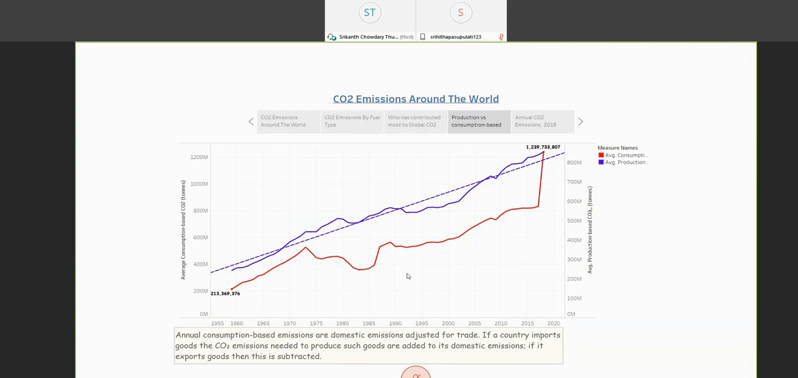And our third storyboard is based on the production versus consumption-based CO2 emissions. This chart depicts that annual consumption-based emissions are domestic emissions adjusted for trade. For country imports, the CO2 emissions needed to produce such goods are added to its domestic emissions. And if it is export goods, then this is subtracted.